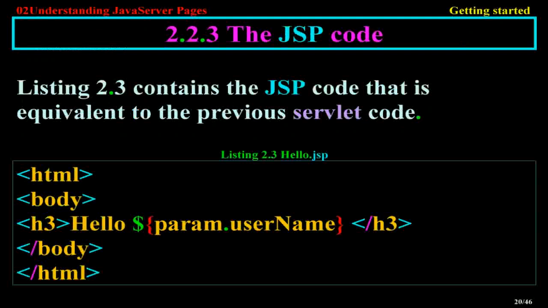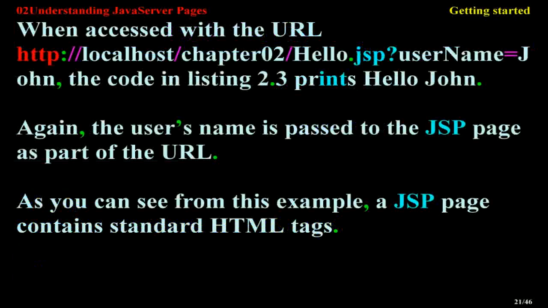2.2.3 The JSP code. Listing 2.3 contains the JSP code that is equivalent to the previous servlet code. Listing 2.3 Hello.jsp. HTML. Body. H3. Hello ${param.username}. /H3. /Body. /HTML. When accessed with the URL http://localhost/chapter02/hello.jsp?username=John, the code in listing 2.3 prints Hello John. Again, the user's name is passed to the JSP page as part of the URL.